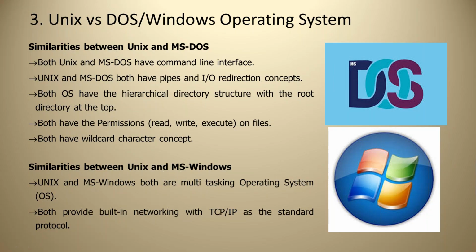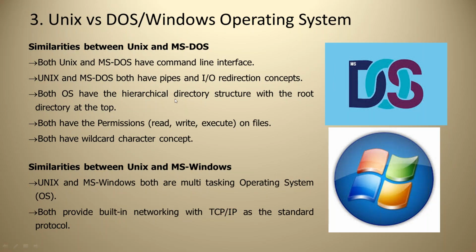Similarities between Unix and MS-DOS. Both Unix and DOS have a command line interface, command user interface, CUI. Only commands will work, in Unix as well as DOS. This is one similarity. Unix and MS-DOS both have a piping mechanism, and also input output redirection. Pipe is one concept, and IO redirection is one concept. We'll discuss that later in practicals. So these concepts are available in both DOS as well as Unix.